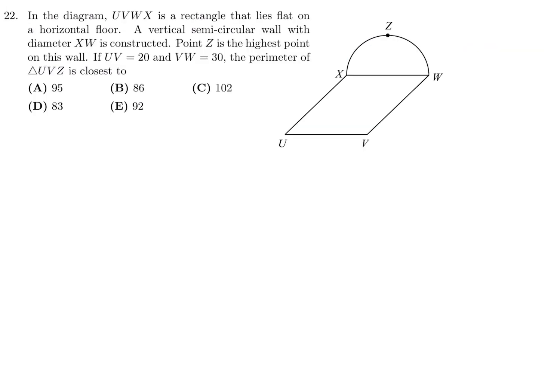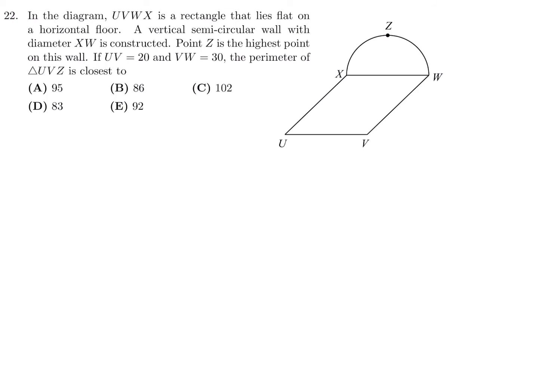In the diagram, UVWX is a rectangle that lies flat on the horizontal floor. A vertical semicircular wall with diameter XW is constructed. Point Z is the highest point on this wall. If UV is 20 and VW is 30, the perimeter of triangle UVZ is closest to.